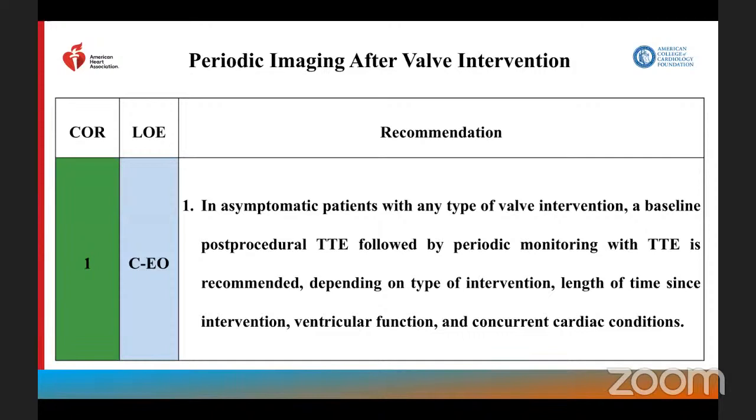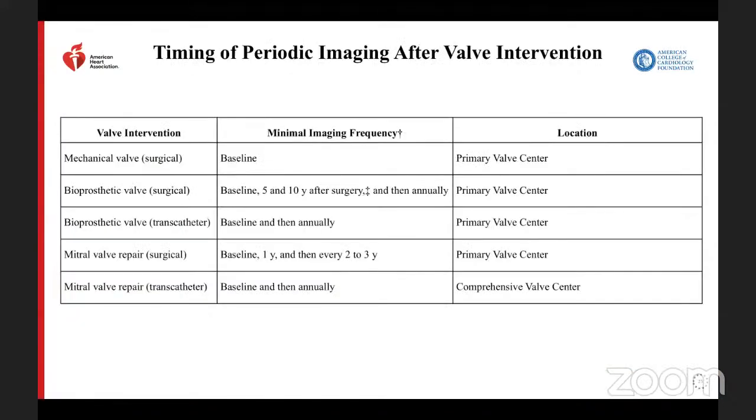So for periodic imaging after valve intervention in asymptomatic patients with any type of valve intervention, a baseline post-operative transthoracic echo followed by periodic monitoring with a transthoracic echo is recommended, depending on type of intervention, length of time since intervention, and ventricular function and concurrent cardiac condition. That's class 1.